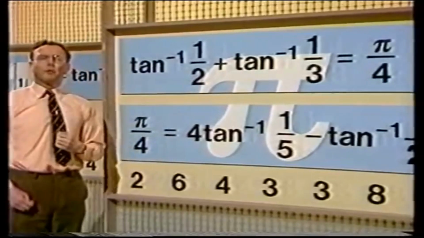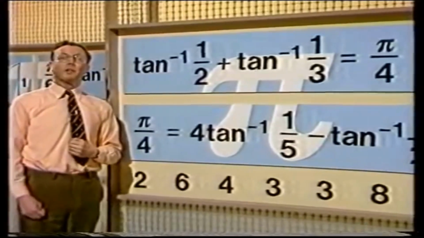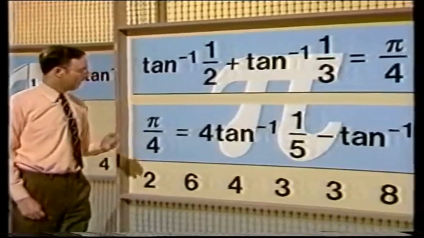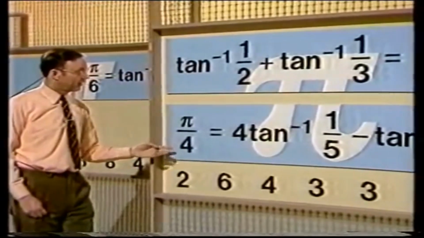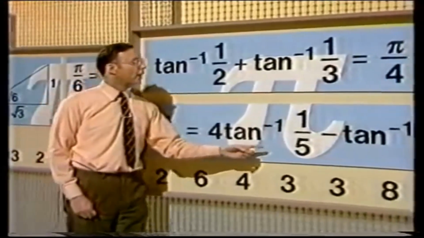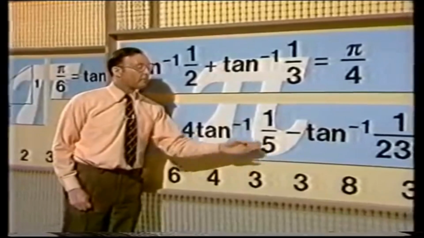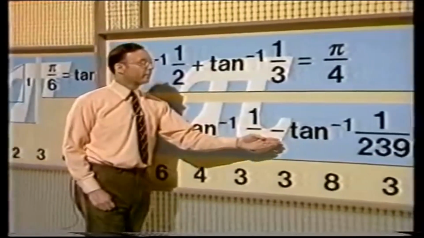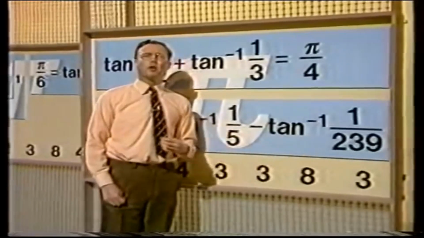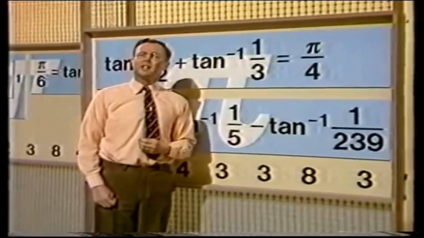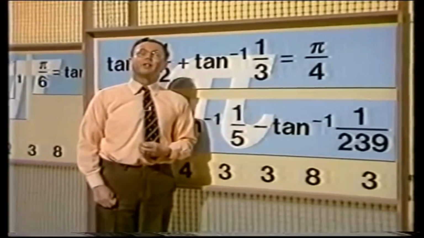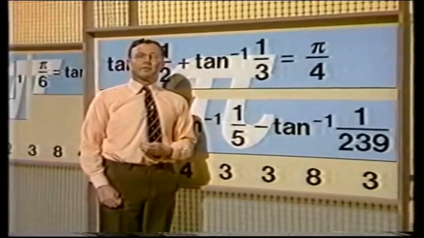But there's an even better formula called Machin's formula, after John Machin, who used it in 1706. Pi by 4 equals 4 tan to the minus 1 of a fifth minus tan to the minus 1 of 1 over 239. That last term looks rather odd. Where does the 1 over 239 come from? Well, it's a bit complicated to derive, but you can check it like this.